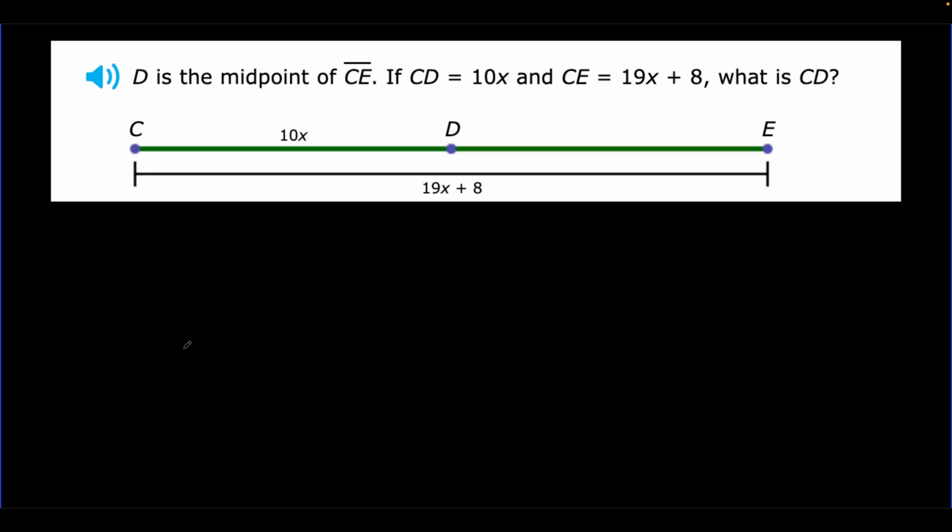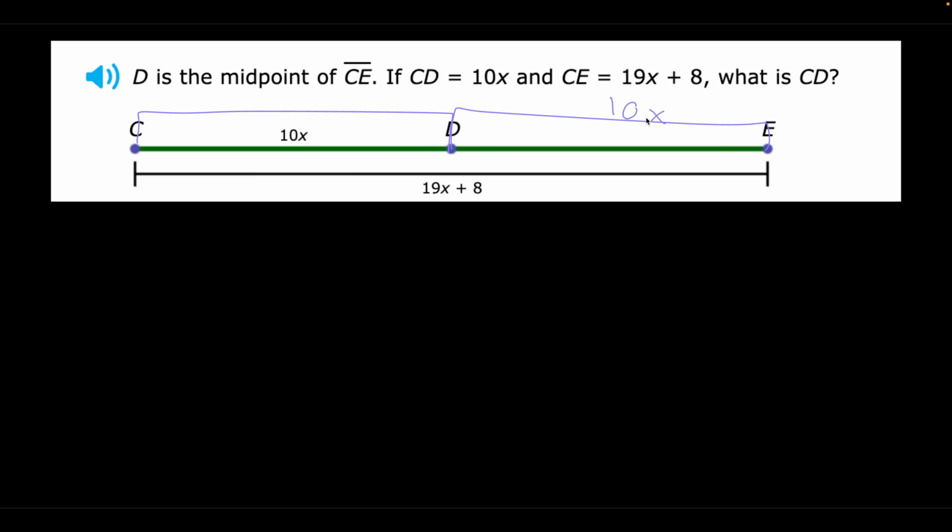All right, for this problem, now we have some variables being thrown in. The good news is we still do it the same way. So D is the midpoint of CE. They tell us CD is 10x, CE is 19x plus 8. That's the whole segment. They want you to find what is CD. Well, to find CD, we have to find what x is. So if this part right here is 10x, then that must also mean that this is 10x, right? Because we know D is the midpoint, so 10x, 10x.